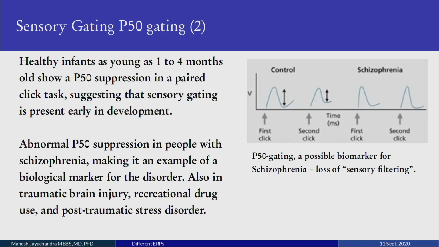Okay. And the other interesting thing is healthy infants show this response even when they're between 1 and 4 months, even when they're very young. And this shows that sensory gating is present early in development. And the other places where P50 gating can be abnormal are traumatic brain injury, recreational drug use, and post-traumatic stress disorder, like army veterans. They cannot filter stimuli.